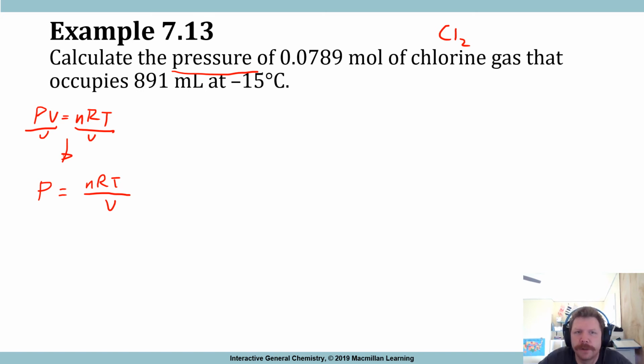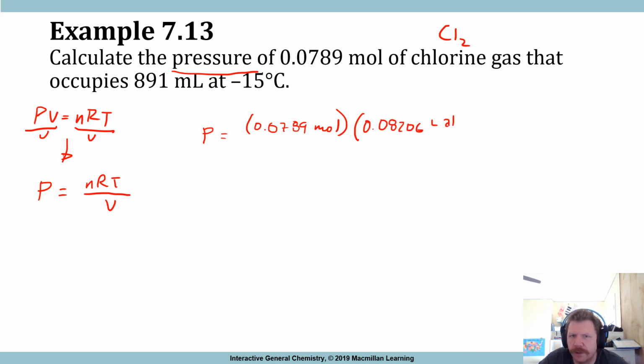Okay, now the first thing, we have our n value. And I'm going to go ahead and write this equation out. P is equal to 0.0789 moles times my R value, 0.08206 liter atmospheres per mole Kelvin.